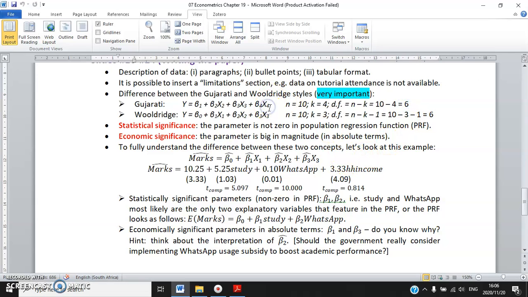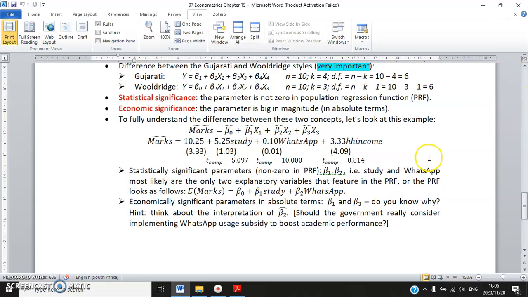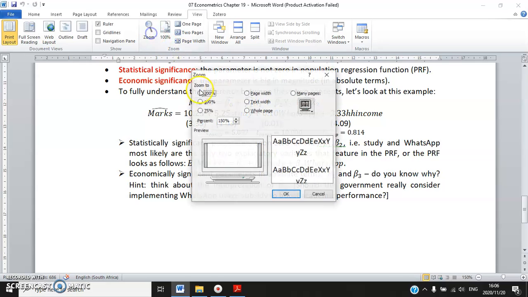Okay, happy with that? Then the last topic is the difference between statistical significance and economic significance. Statistical significance, you already know it's a test, hypothesis testing on whether the parameter is 0 or non-zero in the PRF. But economic significance, it's about the parameter, whether it is big enough in absolute terms. So in order to fully understand the difference, can I enlarge it further?